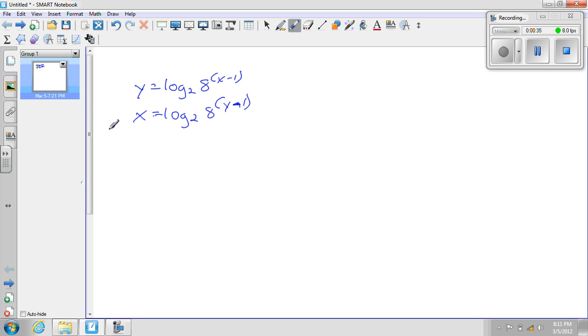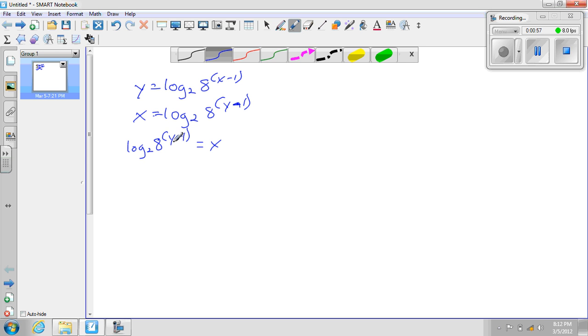And I'm going to write that the way that I feel most comfortable, with the logarithm on the left-hand side. You don't have to do this, but I like to. Log base 2 of 8 to the y minus 1. I'm sorry, this is looking kind of sloppy. There, this looks a little bit better. Log base 2 of 8 to the y minus 1 is equal to x.